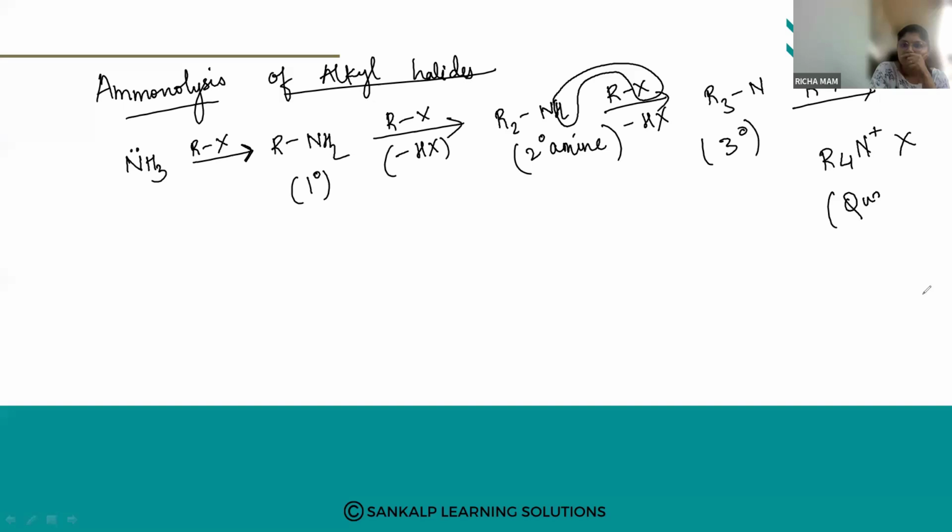So you get X. Okay, this we get. Then again we are going to treat it with alkyl halide. We get a tertiary amine. Again we get a quaternary ammonium salt. So we'll see one example. Then you'll come to know.